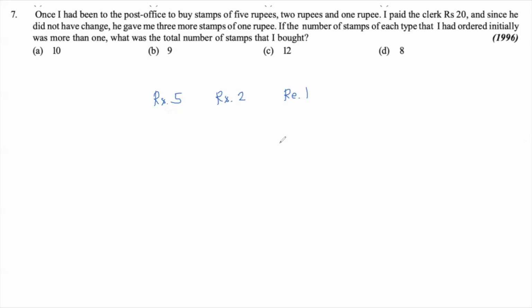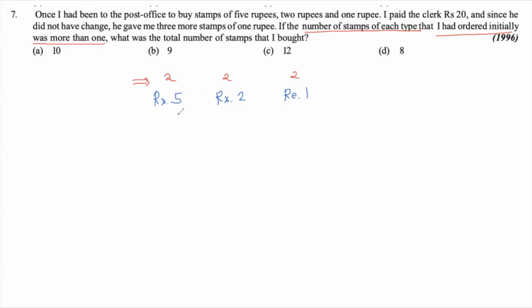Interesting question and a very sweet and simple question. Let's see how we deal with this. The last line is the breakthrough we need in this question. The number of stamps of each type I ordered initially was more than 1. More than 1 means at least 2. That means 5 rupee stamps, 2 rupee stamps, and 1 rupee stamps, there were at least 2 in number.